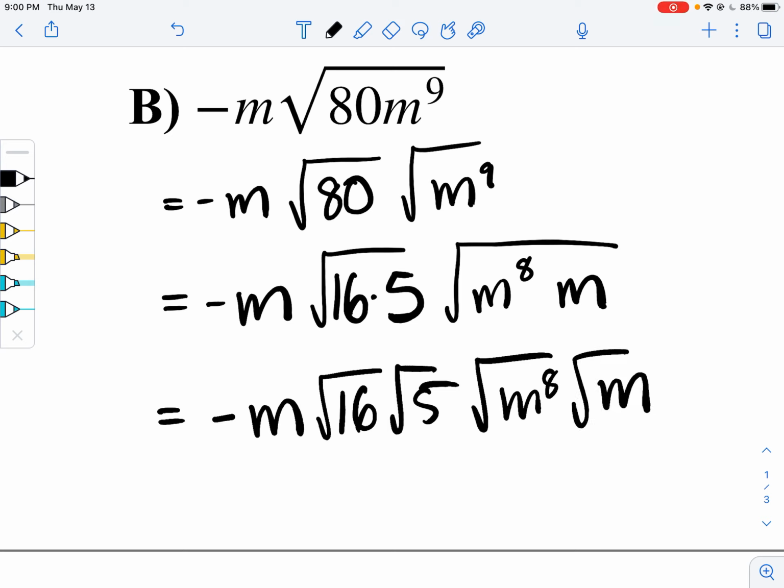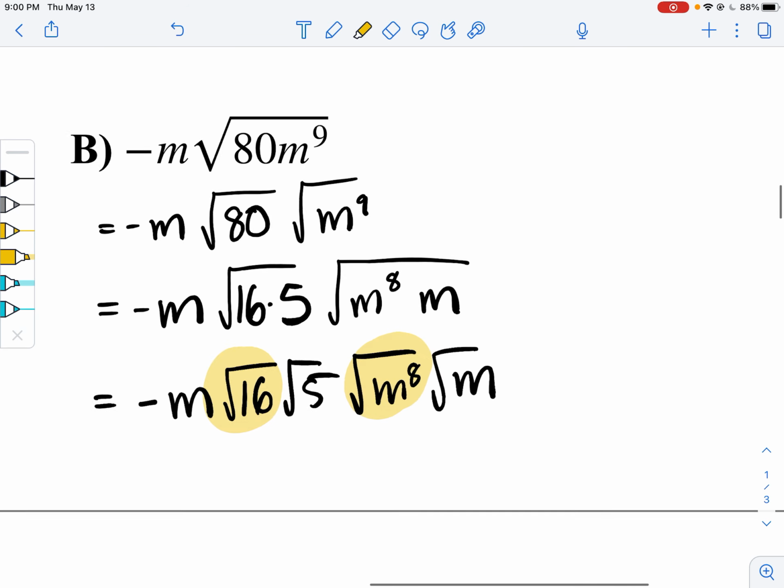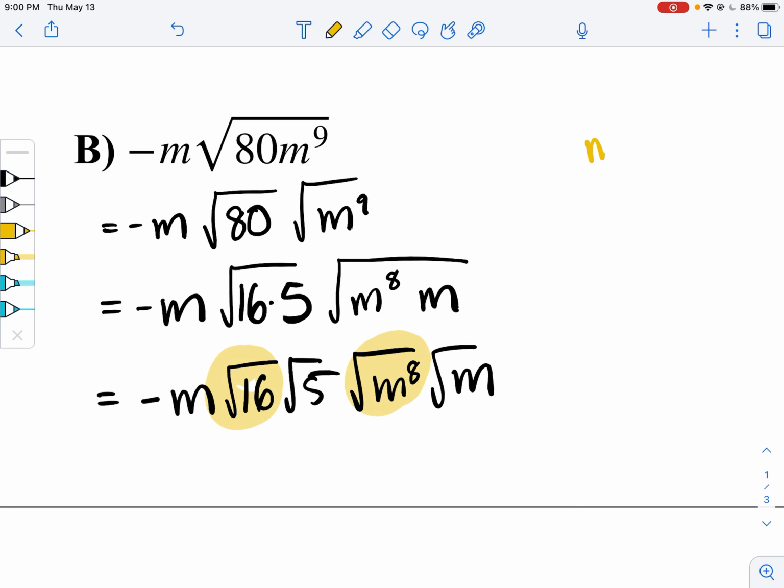Wow, that's a lot of square roots. But the reason I broke it up like this is because the square root of 16, 16 is a perfect square, so that's going to be real nice. And guess what? M to the 8th power is also a perfect square. Let me show you why over here.